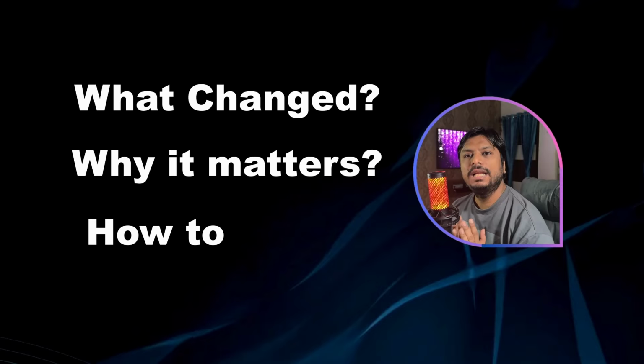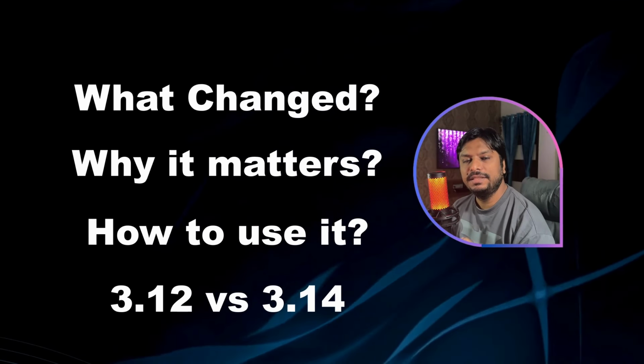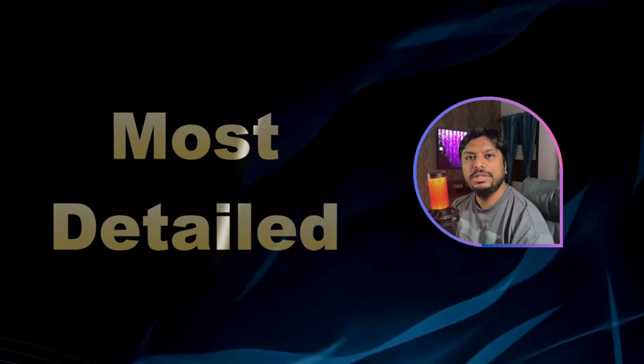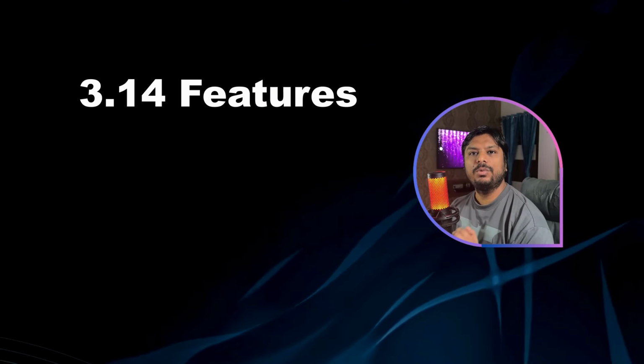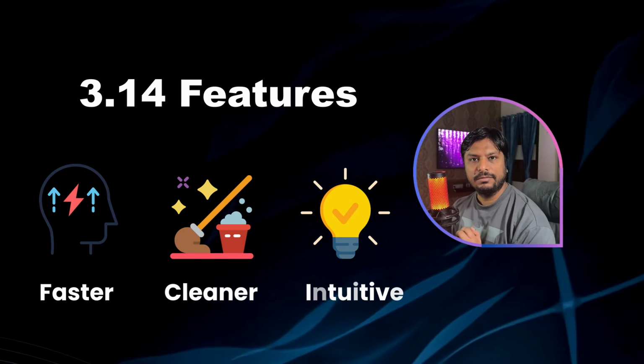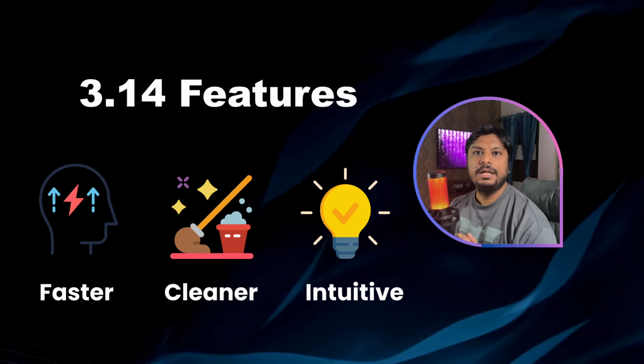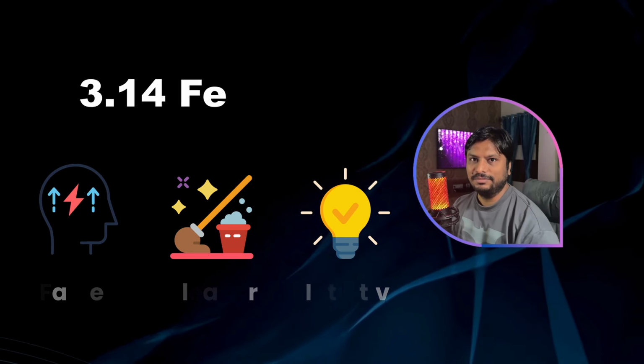Python 3.14 recently got released and it just got a major productivity upgrade. I'll show you exactly what changed, why it matters, and how to use it with side-by-side comparison with older version. This will be the most detailed video on Python 3.14. This version is packed with features that make coding faster, cleaner, and more intuitive, from smarter error messages to true concurrency. Let's begin.